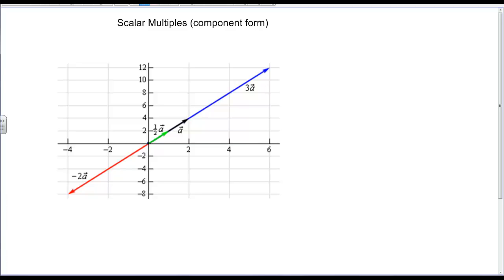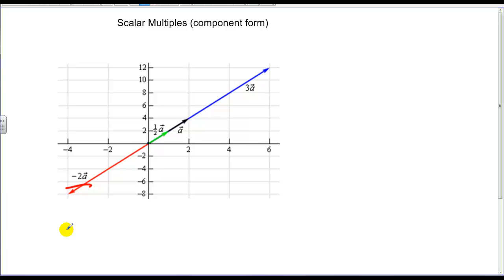When we talk scalar multiples of vectors, for instance, here is the vector a. If I want to look at half a, then it's a vector pointing in the same direction, half as long. If I want to look at 3a, that's a vector pointing in the same direction, but 3 times as long. Likewise, if I want to go the opposite direction, twice as long, that would be the vector of negative 2a.